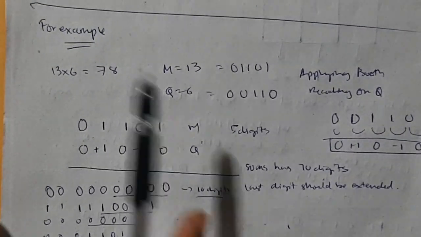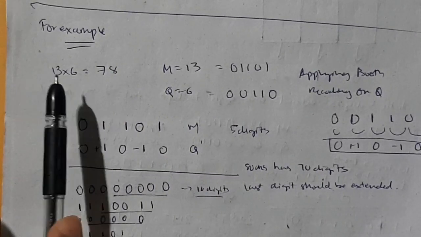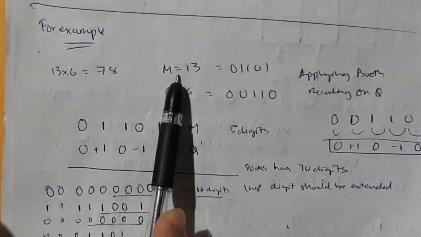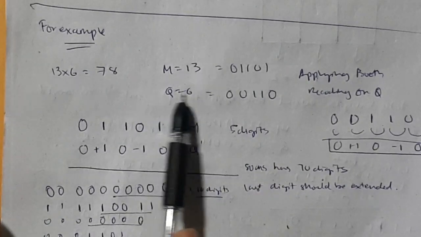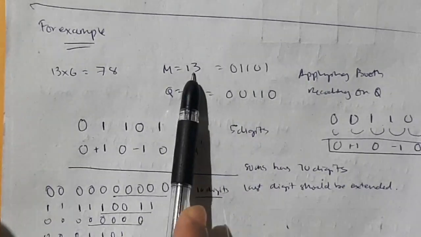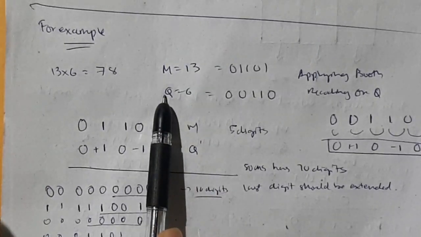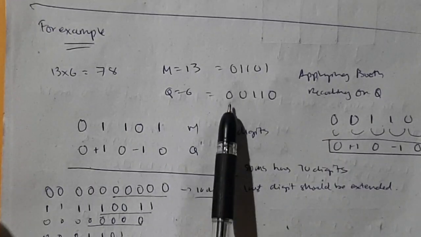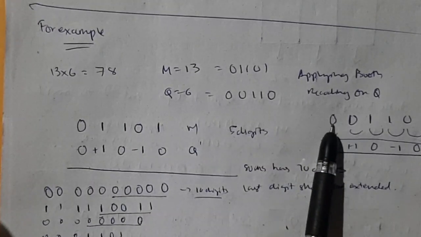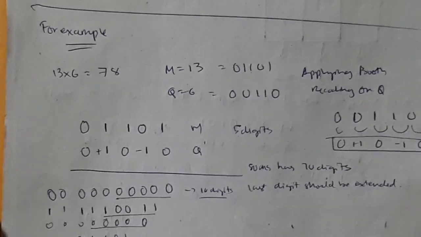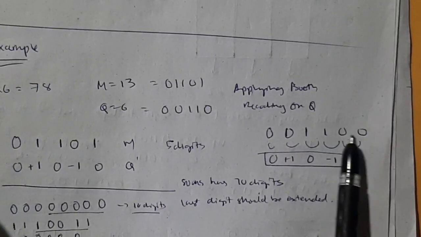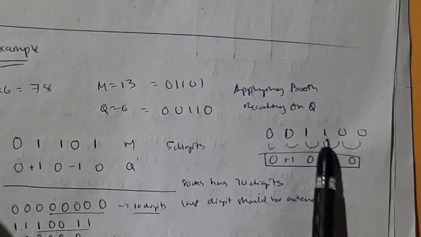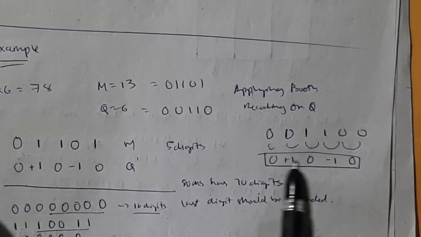Now see, suppose I have to multiply two numbers, 13 and 6. In exam if they ask you, you have to take an example like this. 13 into 6 is 78. Write the binary equivalent for 13 and the binary equivalent for 6. Take 13 as m and q as 6. Now you need to apply Booth pairing on q. Q is 0 0 1 1 0, but you will always put an additional 0 here. Now you will check the Booth table: for 0 and 0 it is 0, for 1 and 0 it is minus 1. Write that for all.